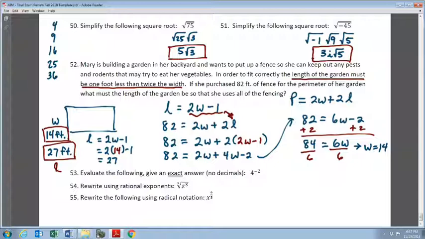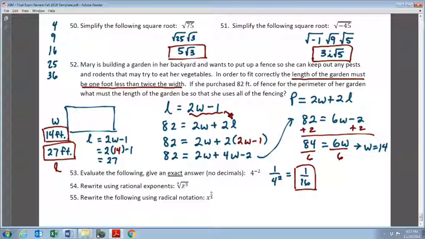All right, on number 53, 4 to the negative 2 power, we've learned that negative exponents lead to reciprocals. If we know 4 squared is 16, then we know 4 to the negative 2 is 1 over 16. The other way to get to that is just to write this as 1 over 4 squared, which is 1/16. Notice I did not use a decimal there.